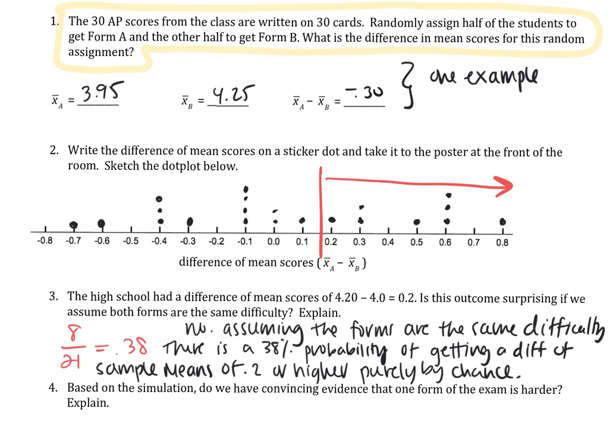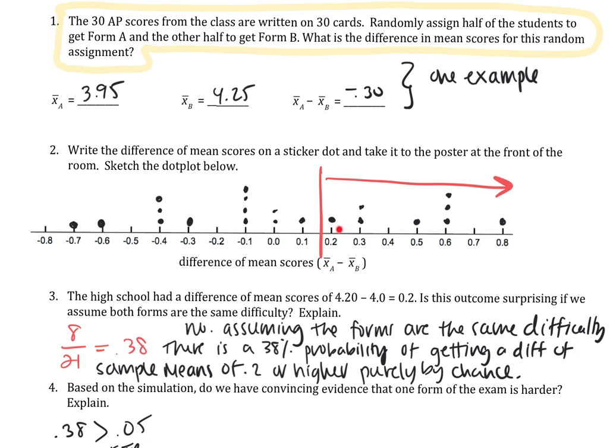So down here it says, based on the simulation, do we have convincing evidence that one form of the exam is harder than the other? Well, no, because 0.38 is our simulated p-value. And if we compare that 0.38 to our basic alpha value of 0.05, that is greater than, so we would fail to reject that null. So no, it's not surprising to us.